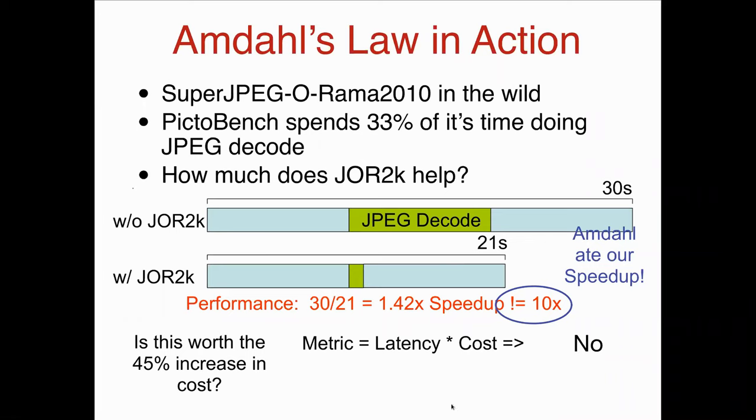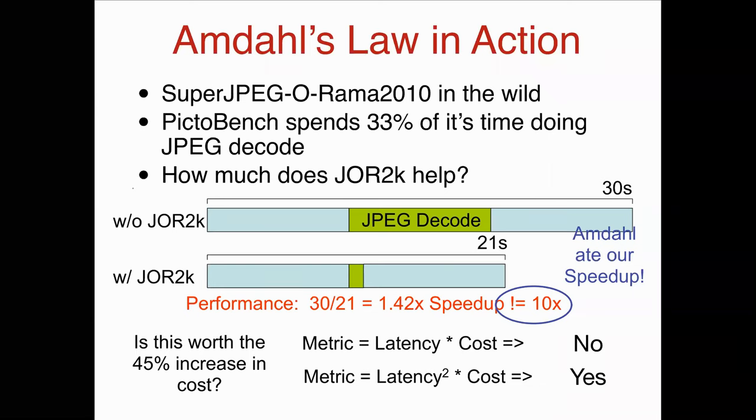If we use a different metric, say instead of choosing latency times cost, we choose latency squared times cost. Maybe we really care about latency. We care about cost, but we really care about latency. In this case, we're just trying to weight it a little bit more. It would end up being worth it.